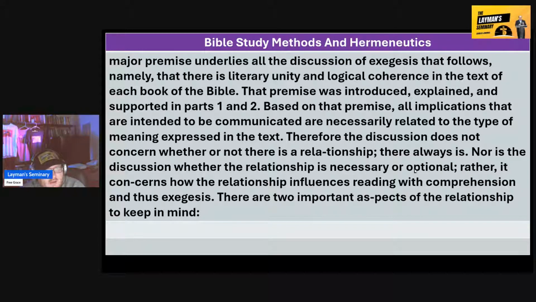A major premise underlies all the discussion of exegesis that follows, namely, that there's a literary unity and logical coherence in the text of each book of the Bible. That premise was introduced, explained, and supported in parts 1 and 2. Based on that premise, all implications that are intended to be communicated are necessarily related to the type of meaning expressed in the text. Therefore, the discussion does not concern whether or not there's a relationship. There always is. Nor is the discussion whether a relationship is necessary or optional. Rather, it concerns how the relationship influences reading with comprehension and thus exegesis.